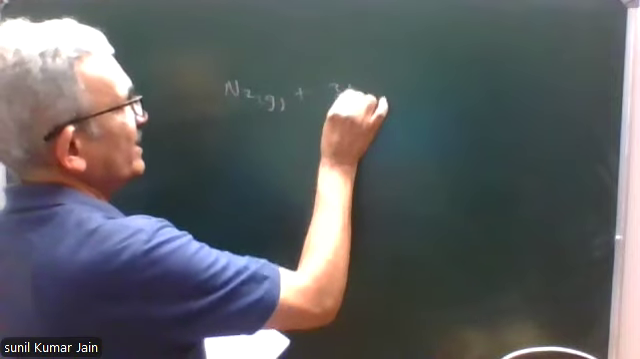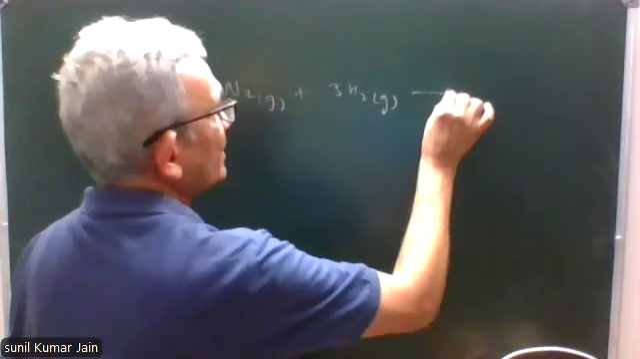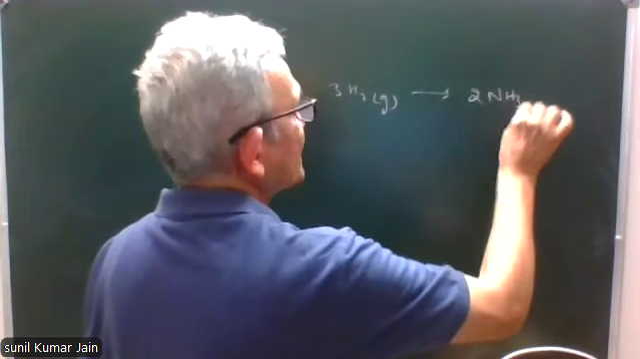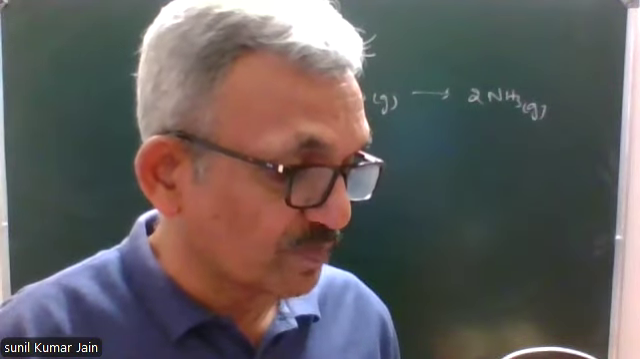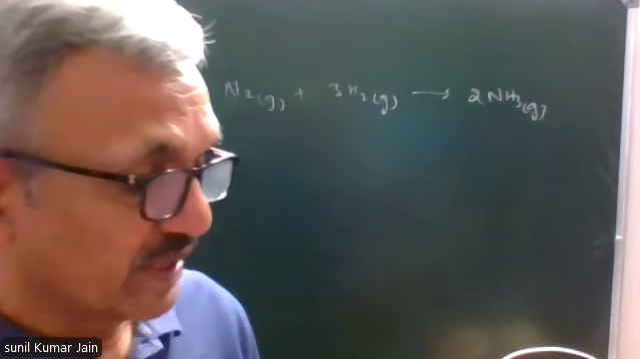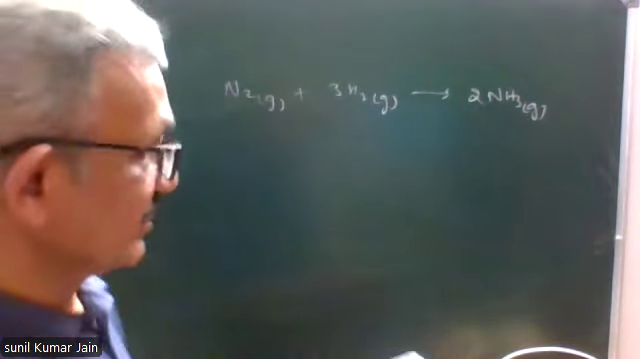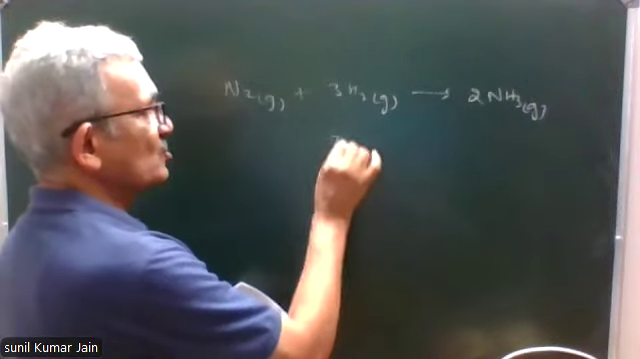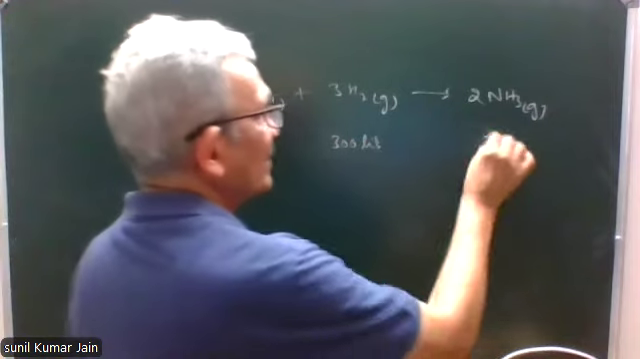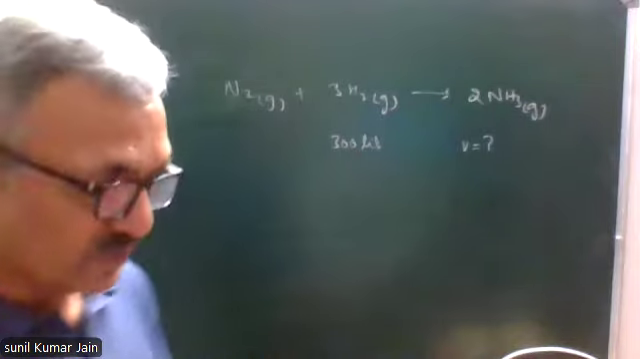Next. This is based on equation. Let me write the equation first. N2 gas plus 3H2 gas gives 2 ammonia gas. How many liters of ammonia will be produced by reacting 300 liters of hydrogen with nitrogen according to the following equation? By reacting 300 liters of hydrogen, and volume of ammonia we have to calculate.